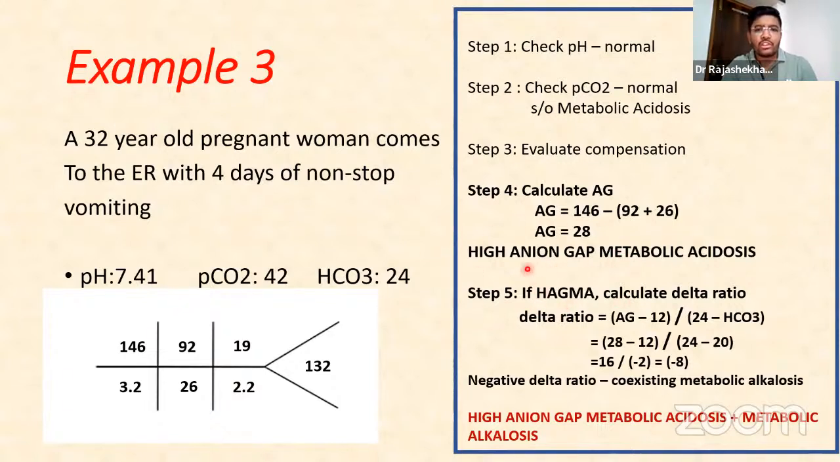As I told you, if you see a patient with high anion gap metabolic acidosis, next calculate the delta ratio. As I told you, the delta ratio is the change in the anion gap divided by the change in the bicarbonate. If you take the ratio here, it comes to -8. So there is a negative delta ratio. That means there is a coexisting metabolic alkalosis. So this patient has high anion gap metabolic acidosis along with metabolic alkalosis.